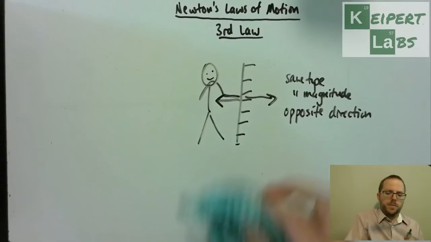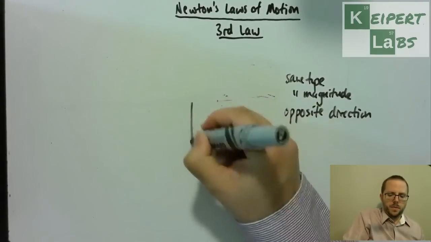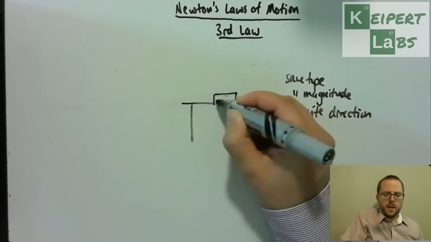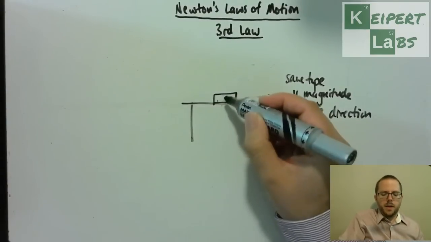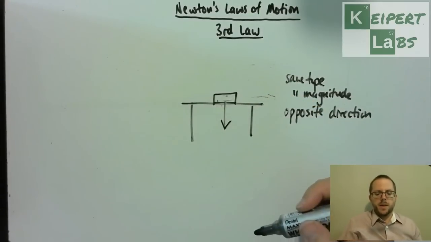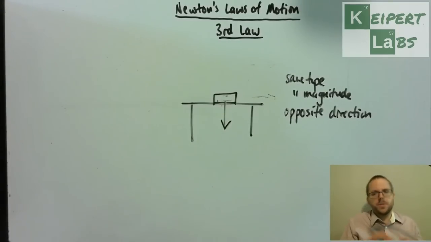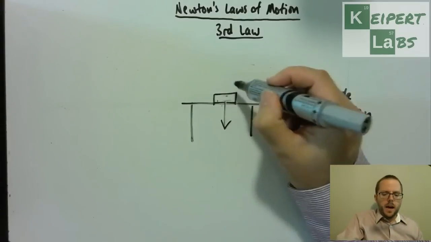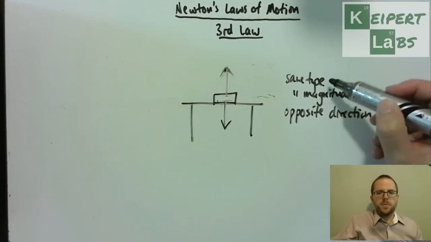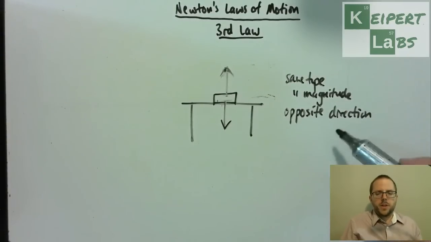Let me give you a final example, an everyday sort of thing, to try and help clear this up for you. Let's say you have a table, and you have a book on that table. Gravity means this book is trying to move towards the center of the earth, so it's putting a force on the table that's proportional to how much mass that book has. So light book, small force; heavy book, big force. And then the table is pushing up on the book with the same type of force, in this case a push, the same magnitude, but the direction is opposite.